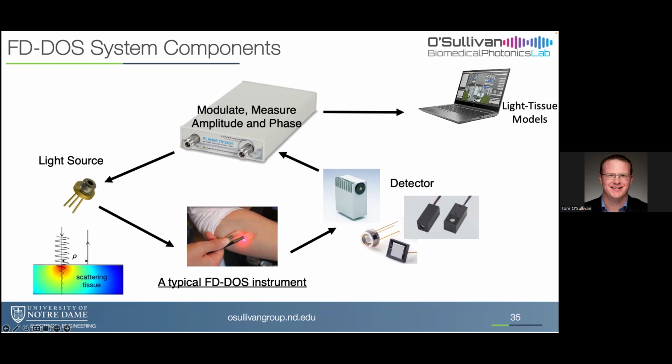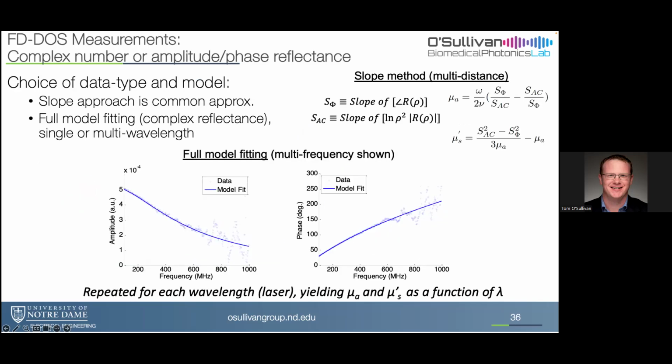And then you take this data and give it to Vasan for his next presentation, taking that amplitude and phase, fitting it to your model of light-tissue interaction and extracting those optical properties, which we qualitatively saw. There's a few different ways of doing that.